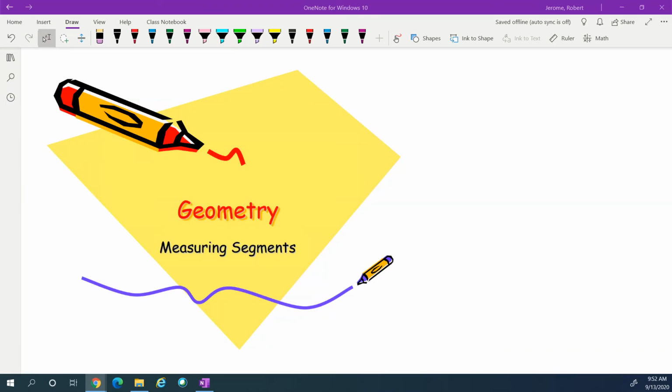Okay, measuring segments. We understand that a segment is a defined section of the line with two endpoints, and our concern is how far apart those endpoints are. So how long is that segment? Our segment can appear in a few places. It can be on a number line, it could be on a coordinate plane, or it could be on neither, and it's just part of a figure or even a figure on its own. Well, we're going to start with number line and coordinate plane.